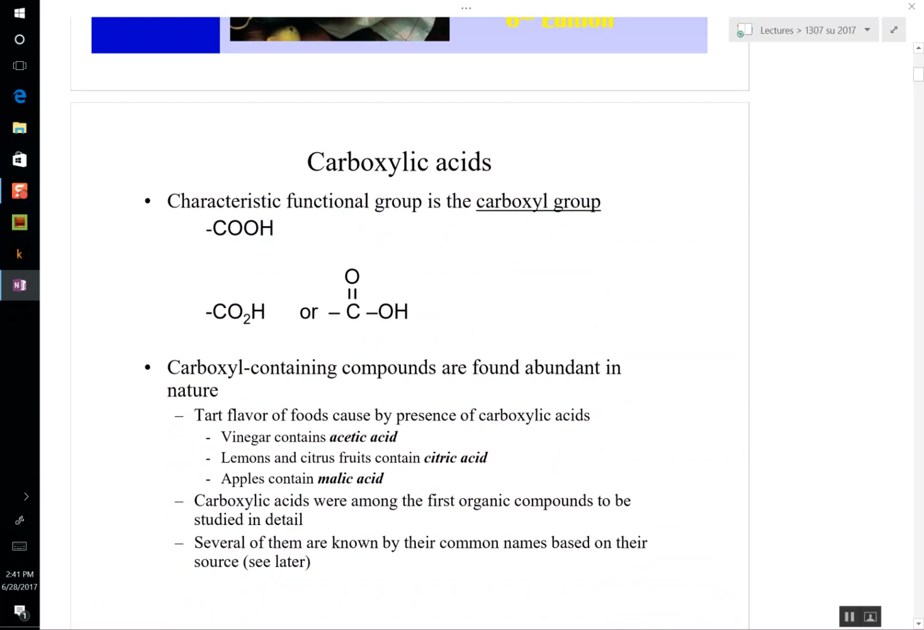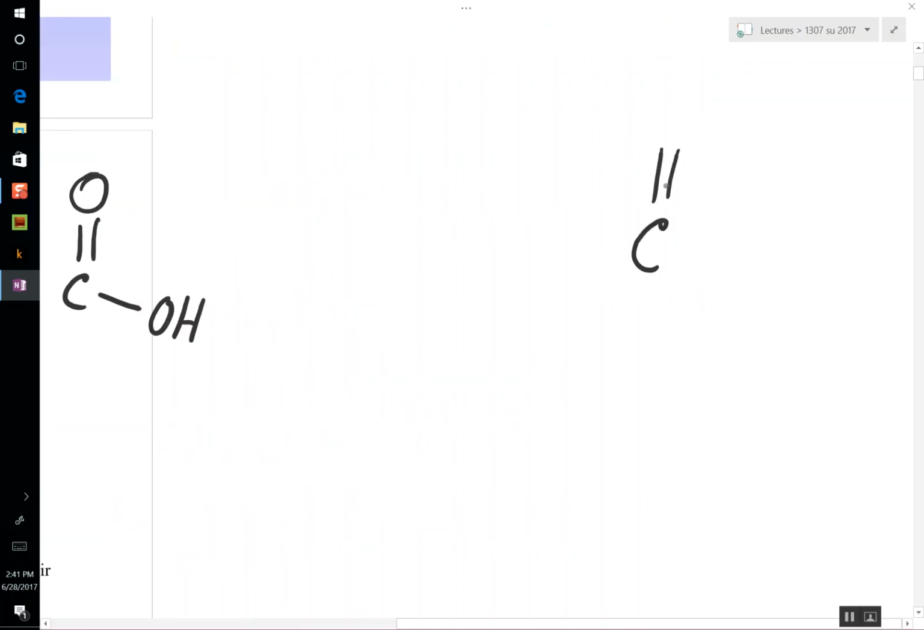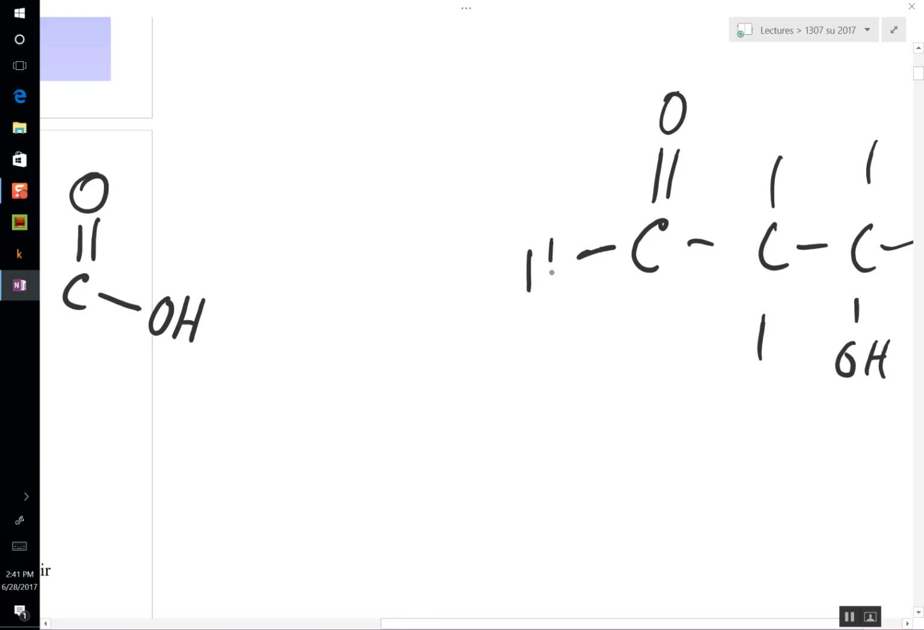All right, there's the carboxyl group, the COOH group. And what that COOH group is, is a carbon-oxygen double bond and an OH on the same carbon. This is what makes a carboxylic acid. In other words, if I had a molecule like this, that is not a carboxylic acid. That's an alcohol and, let's say, an aldehyde functional molecule simultaneously. But it's not going to be acidic.